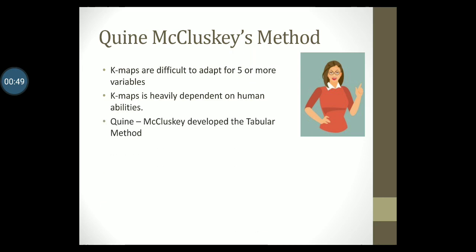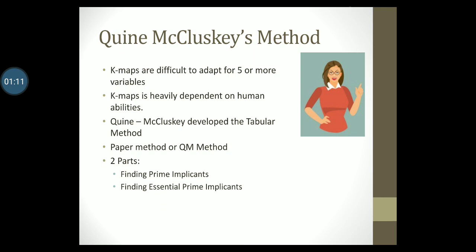Therefore, W.V. Quine and E.J. McCluskey developed a tabular method to simplify Boolean expressions. It is also called the paper method or QM method. It is a systematic method for minimizing expressions of larger number of variables and is very easy to program as well. It is made up of two parts: finding prime implicants and finding essential prime implicants.